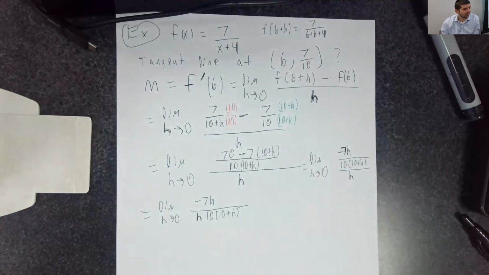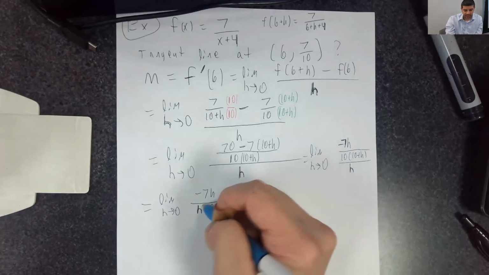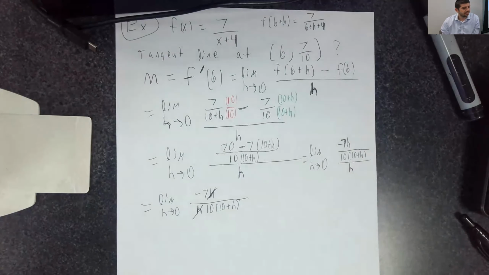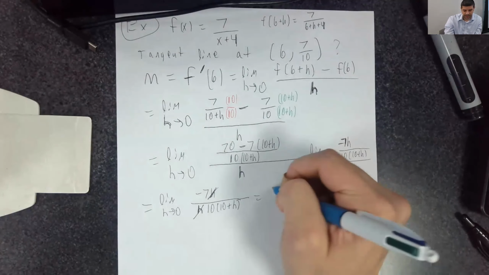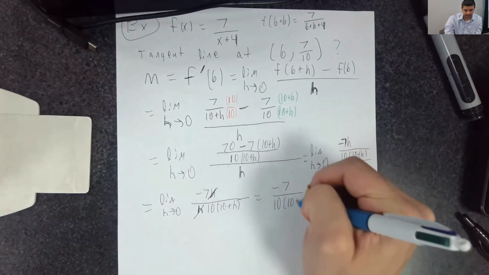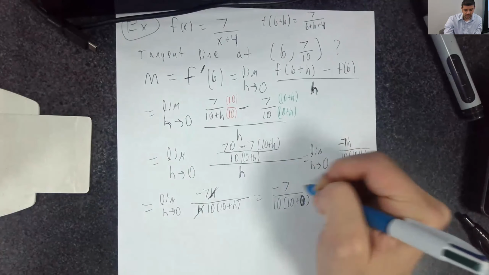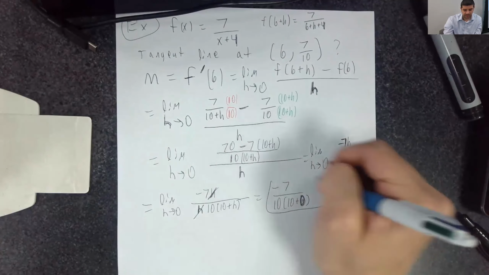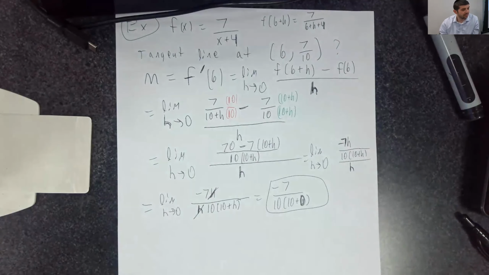That's it. So fraction over a fraction, I can make it one fraction. The h's cancel, and then h goes to 0. So what will I have left? Negative 7 divided by 10 times 10 plus 0. Negative 7 over 100. That's the slope.